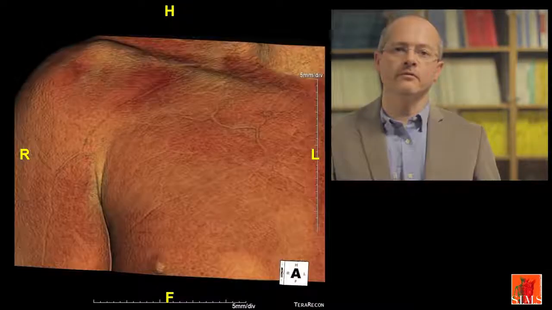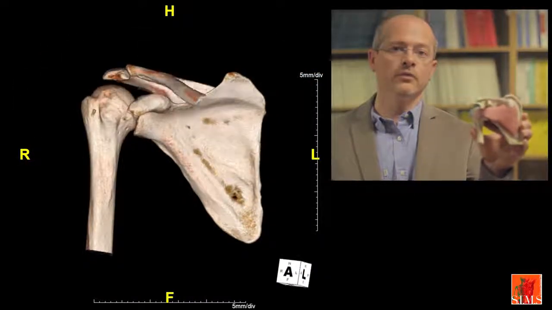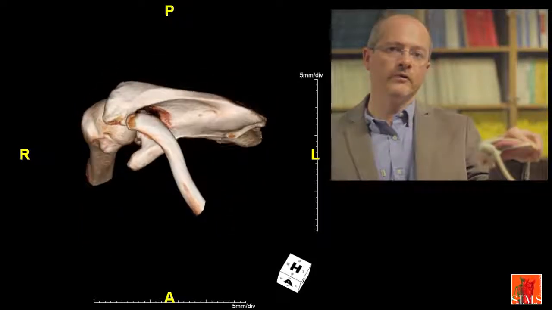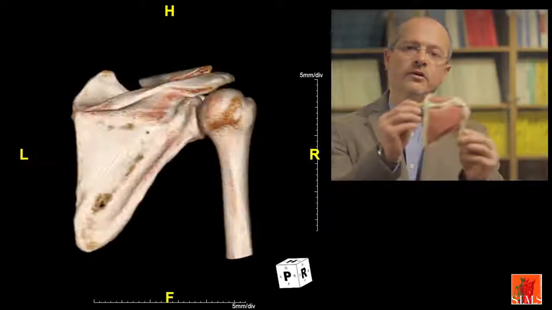The outline is as follows. We will study the anterior region of the shoulder. Next, we will go on to the anterior-superior region. Our third chapter will concentrate on the posterior region.